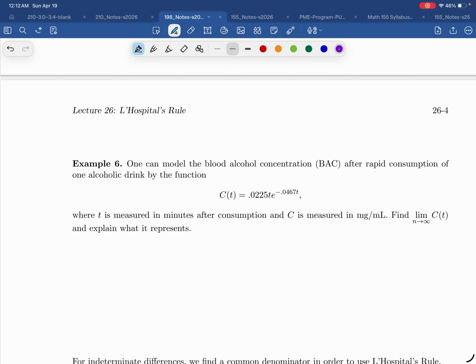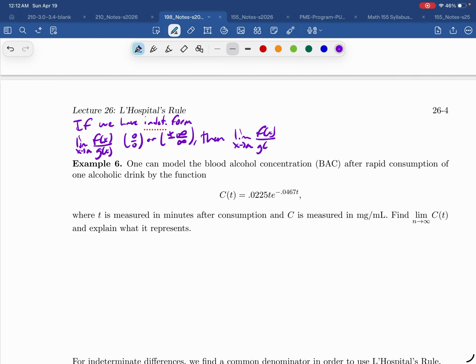Let's continue with L'Hopital's rule. Remember that L'Hopital's rule says if we have an indeterminate form, limit as x approaches a of f of x over g of x gives 0 over 0 or, I guess I'll say, plus or minus infinity over infinity, then the limit as x approaches a of f of x over g of x equals the limit as x approaches a of f prime of x over g prime of x.